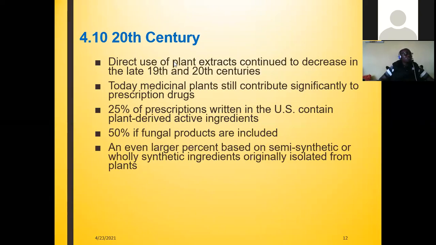In the 20th century, the direct use of plant extract continued to decrease in the late 19th to 20th century. And even today, medicinal plants contribute a lot to prescription medicine. In fact, we are told that 25% of those drugs that are prescribed in the United States are from plants. And when you add the fungal products, which also have a lot of medicinal components, then we realize that 50% of those prescribed drugs in the United States are basically from natural sources.